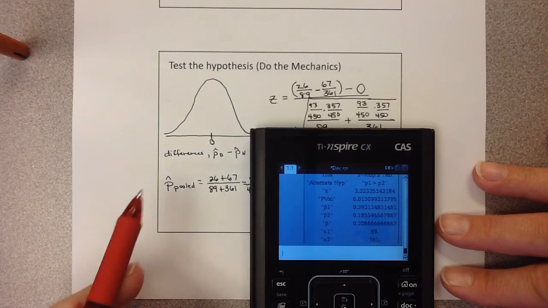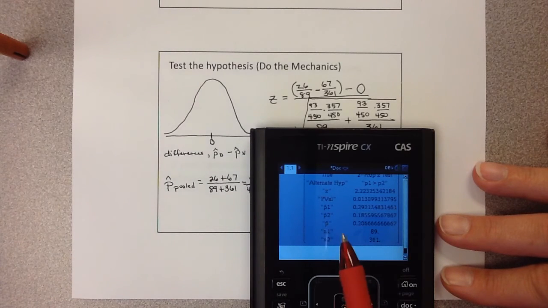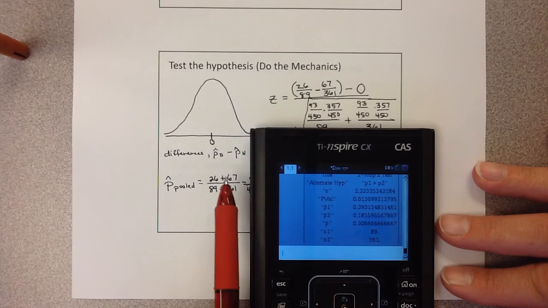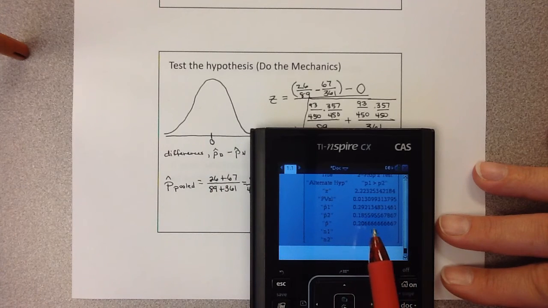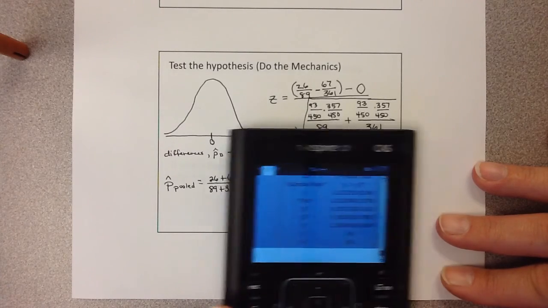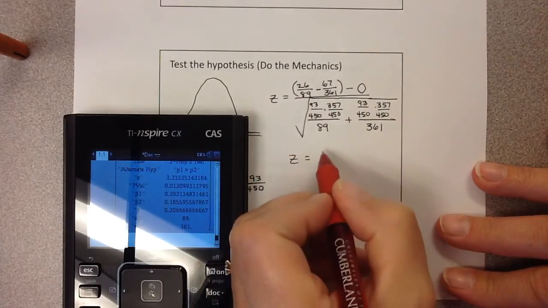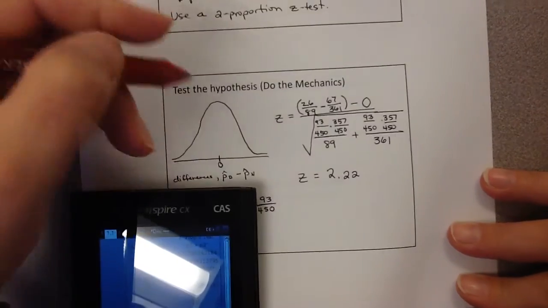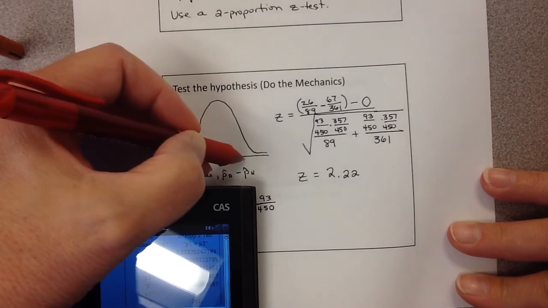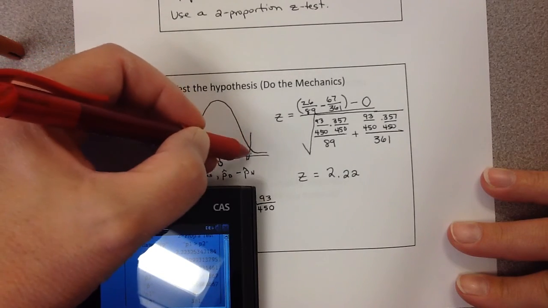Now the calculator automatically knows to pool these. If you look right here, you have a p hat without a subscript. That's your p hat pooled. If you crunch this 93 out of 450, it's actually 0.206 repeating. Okay, the z-score is 2.22. I'm just going to pull that right off the calculator. So that puts us 2 and a little bit more standard deviations above the mean, about here.